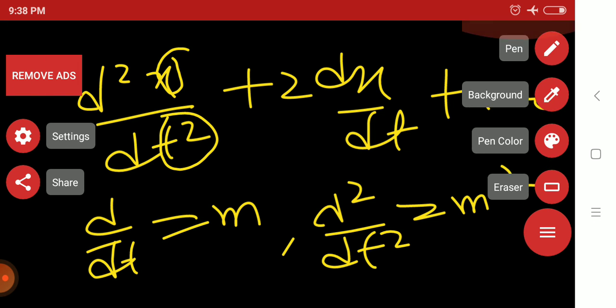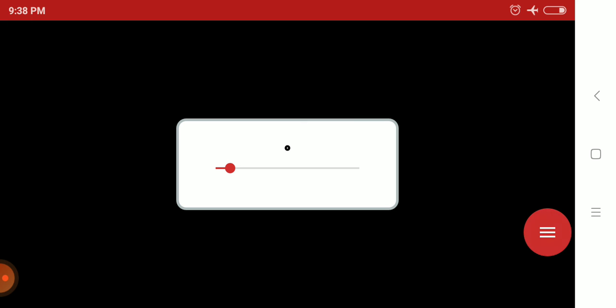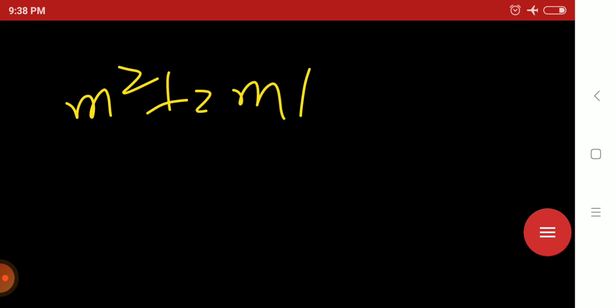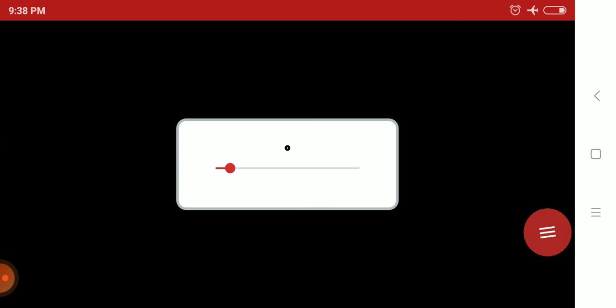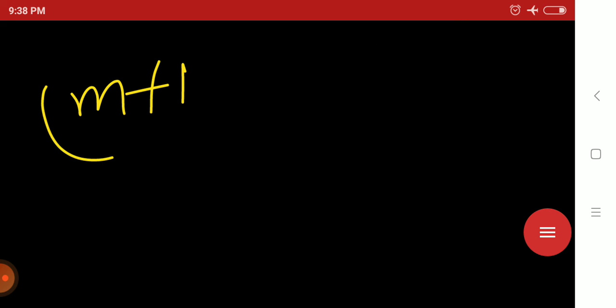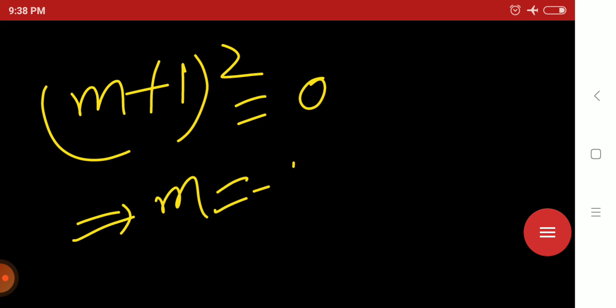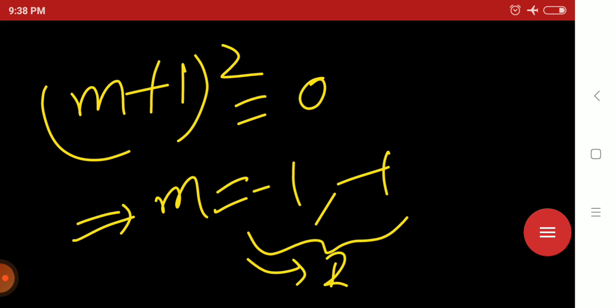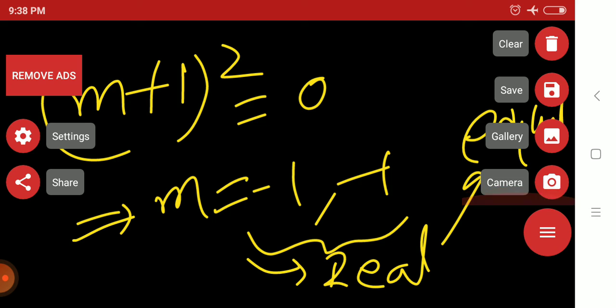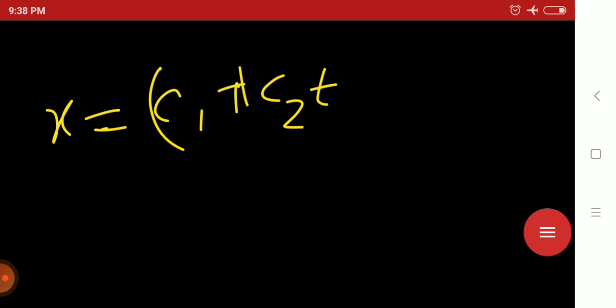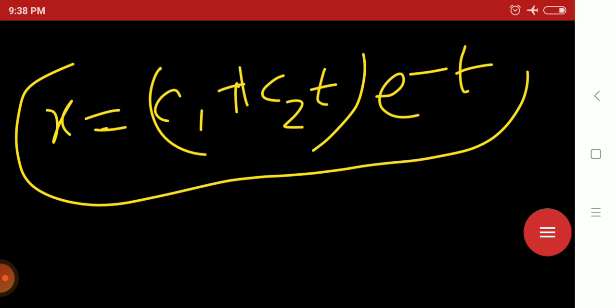So after assuming this, we can write the auxiliary equation m square plus 2m plus 1 equals 0. So two roots we are getting, minus 1, minus 1. After solving this equation, we are getting m plus 1 whole square equals 0. So m equals minus 1 and minus 1. Now both are real, but both are equal. Real but equal. So for real but equal, which case will come? Case 2, x equals c1 plus c2 t into exponential minus t. So these are the cases.